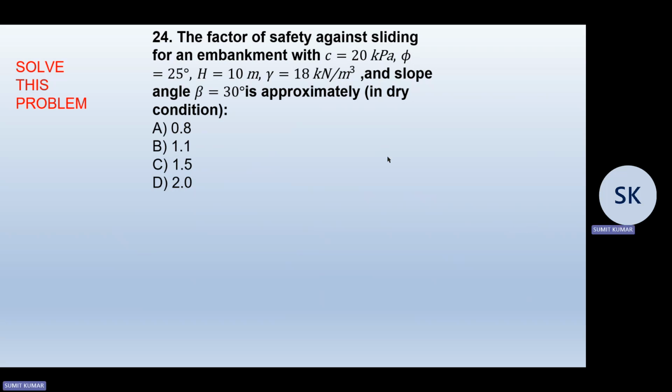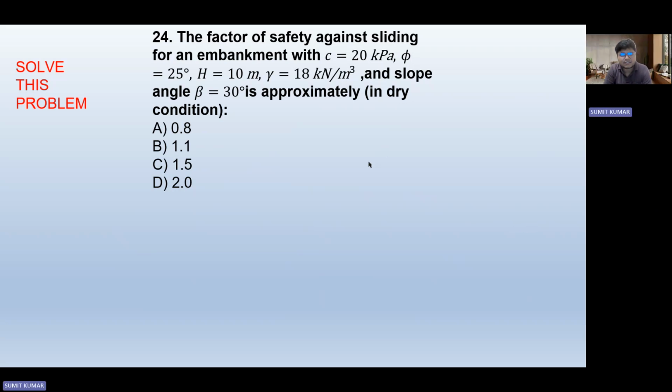So I think you could solve this. This question says the factor of safety against sliding of an embankment with C equal to 20 kPa, phi equal to 25 degree, H equal to 10 meter, and gamma equal to 18 kilonewton per meter cube. And the slope angle beta is approximately, this needs to be calculated. So with the definition I have shown you recently, 2 or 3 slides earlier, if you have used that, you could solve it. Let's see the solution.